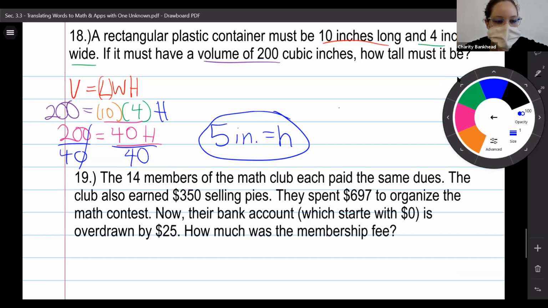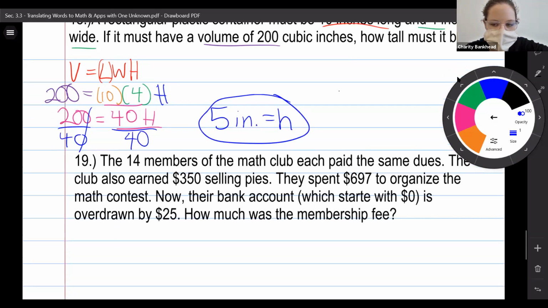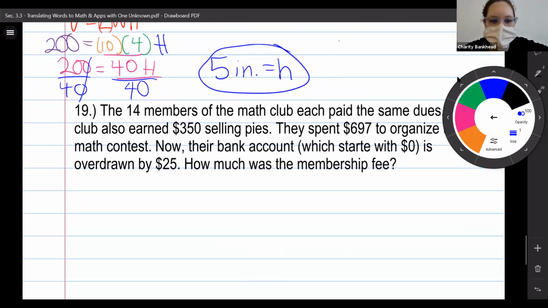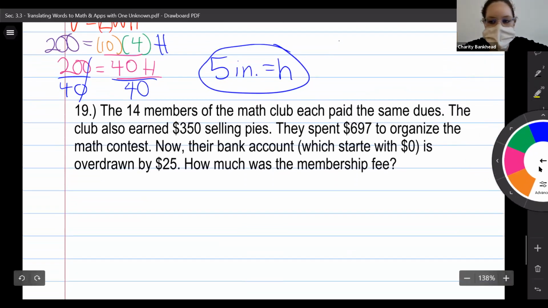All right, number 19 says the 14 members of the math club each paid the same dues. The club also earned $350 selling pies. They spent $697 to organize the math contest. Now their bank account, which started with $0, is overdrawn by $25. How much was the membership fee?